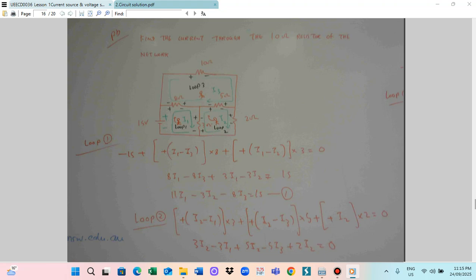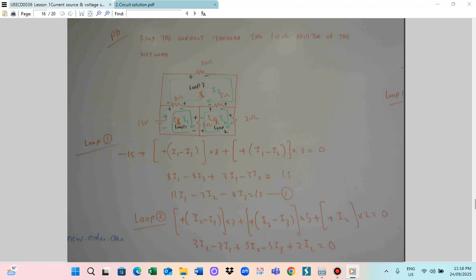So we calculate. This is 8I1 minus 8I3 plus 3I1 minus 3I2. Minus 15 goes to the other side and becomes plus 15. So there is 8I1 and 3I1, which gives you 11I1. And also minus 3I2, and finally minus 8I3 is equal to 15. So this is equation 1, for loop 1.